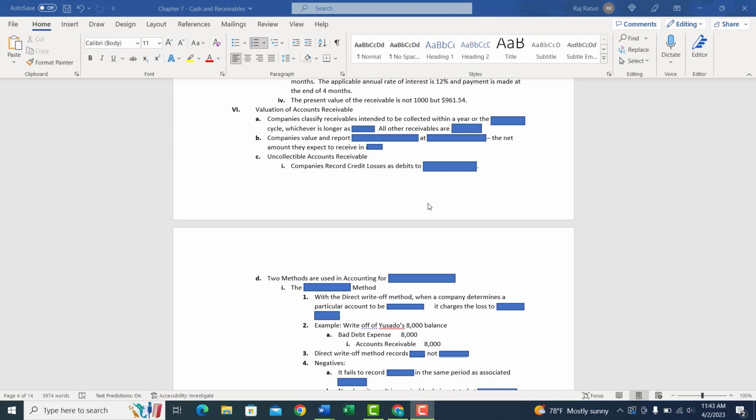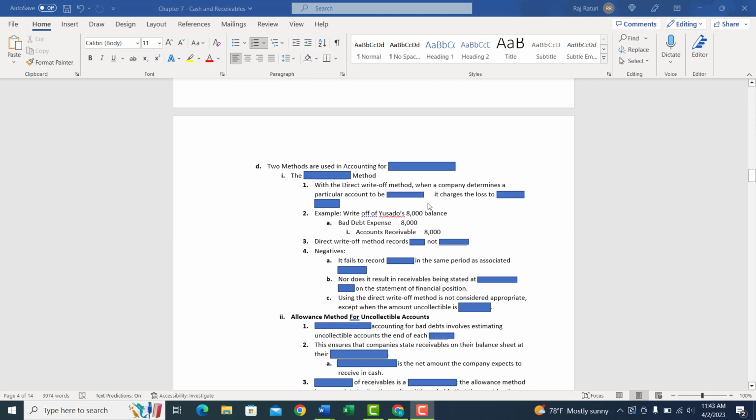Companies record credit losses as debits to bad debt expense. There are two methods used in accounting for uncollectibles. The direct write-off method. With the direct write-off method, when a company determines a particular account to be uncollectible, it charges a loss to bad debt expense.